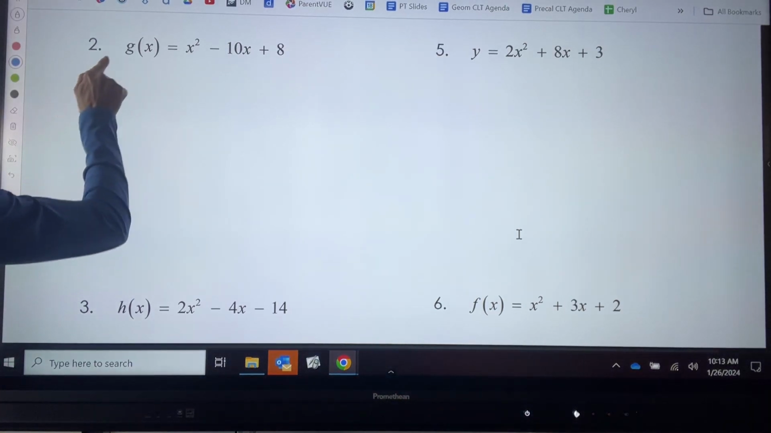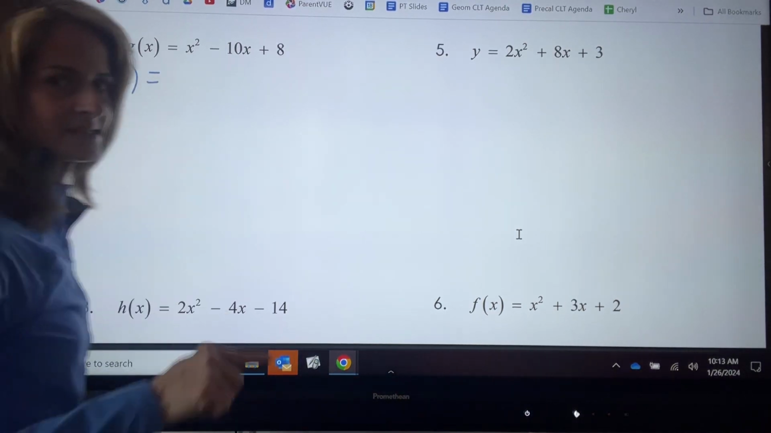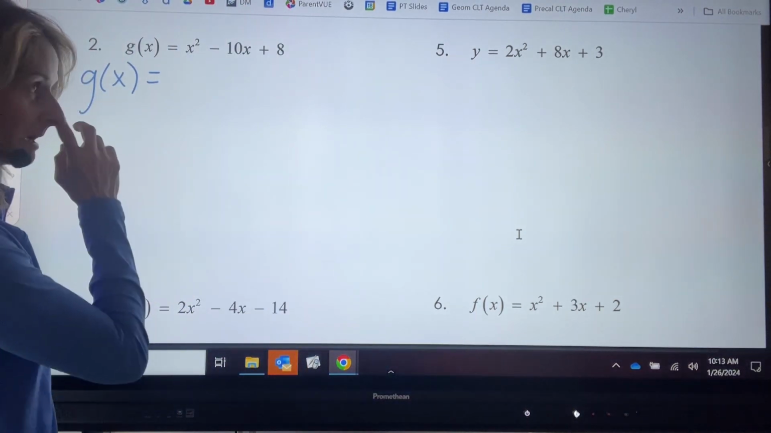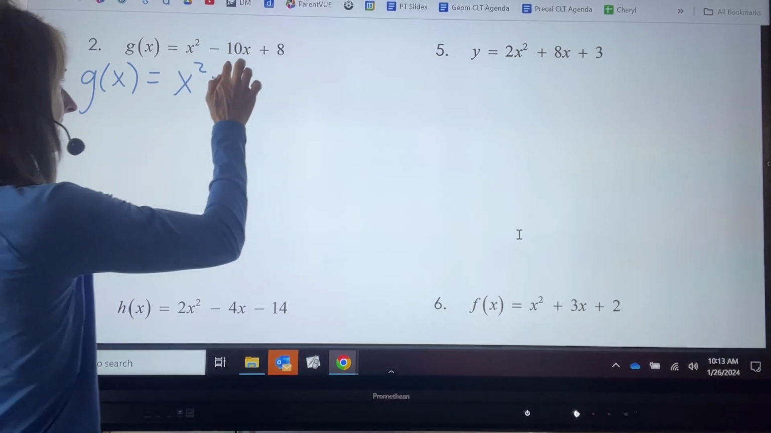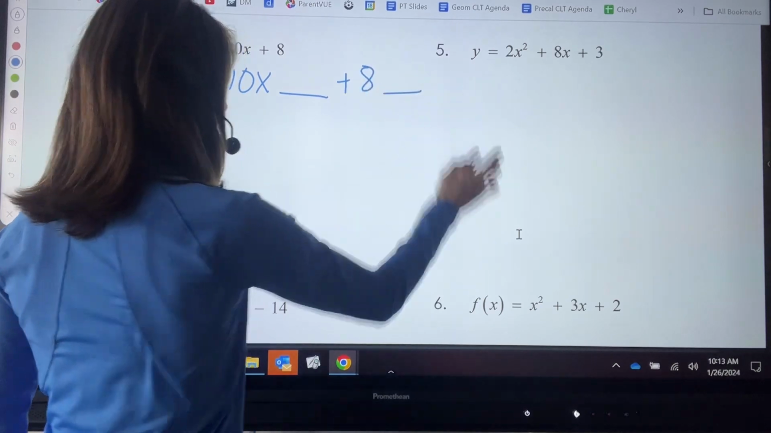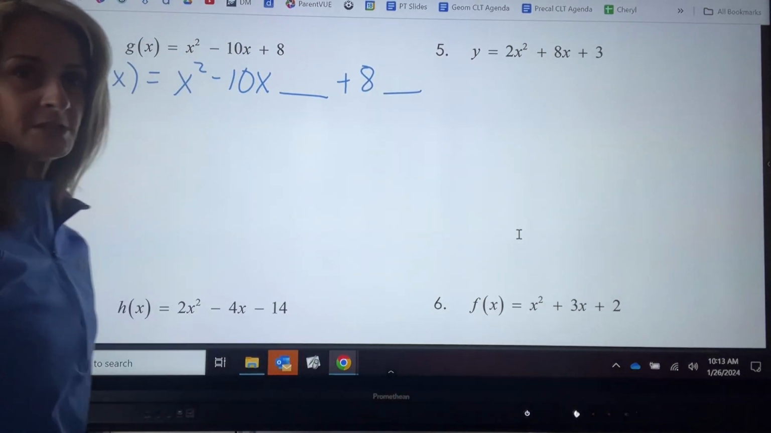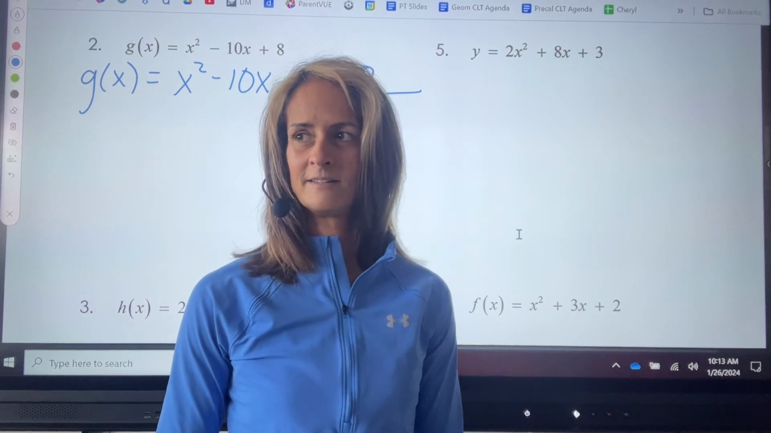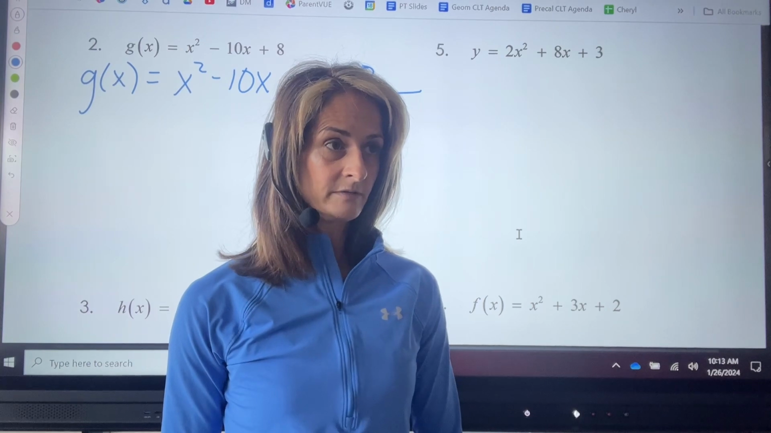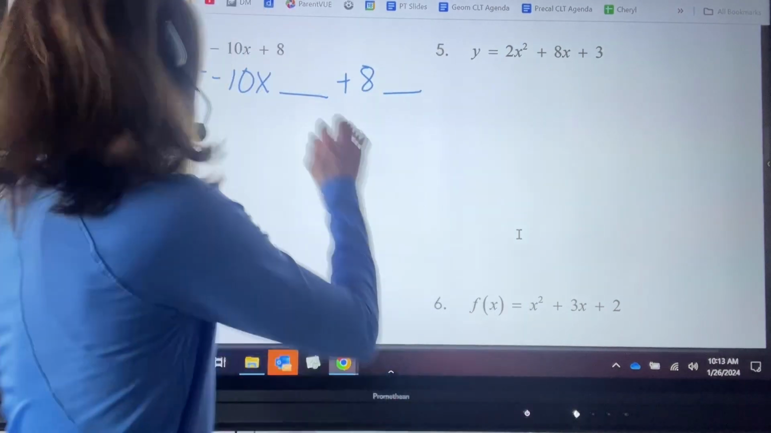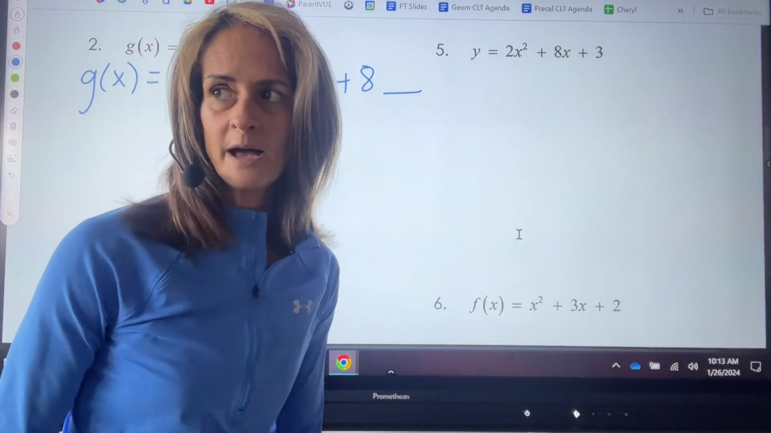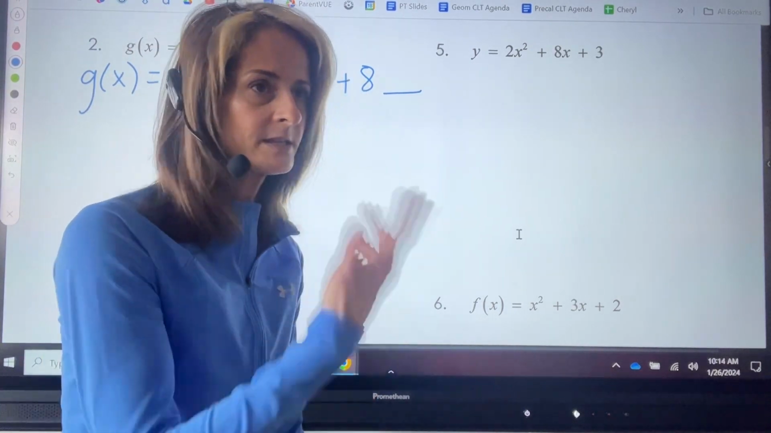What's the first step? Okay, what is it? x squared minus 10x, leave a space, plus 8, leave a space, completing the square. What do we do? Half of 10 is 5, squared is 25. Any number, negative times a negative is a positive, positive times a positive, we're squaring this number, it's gonna be positive.